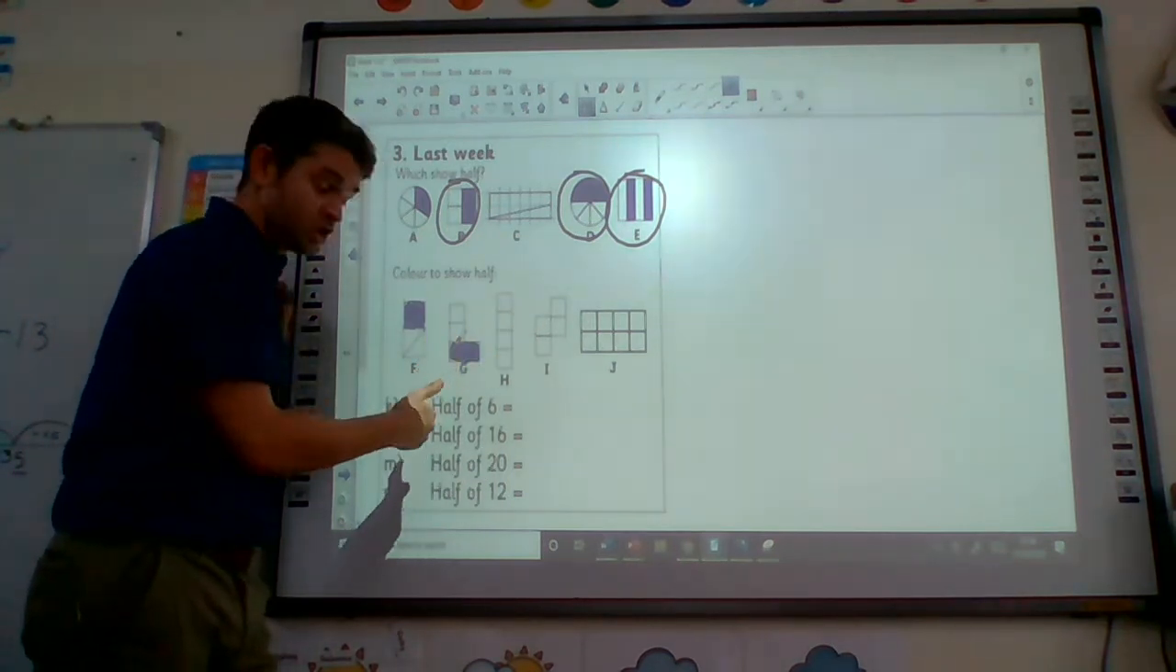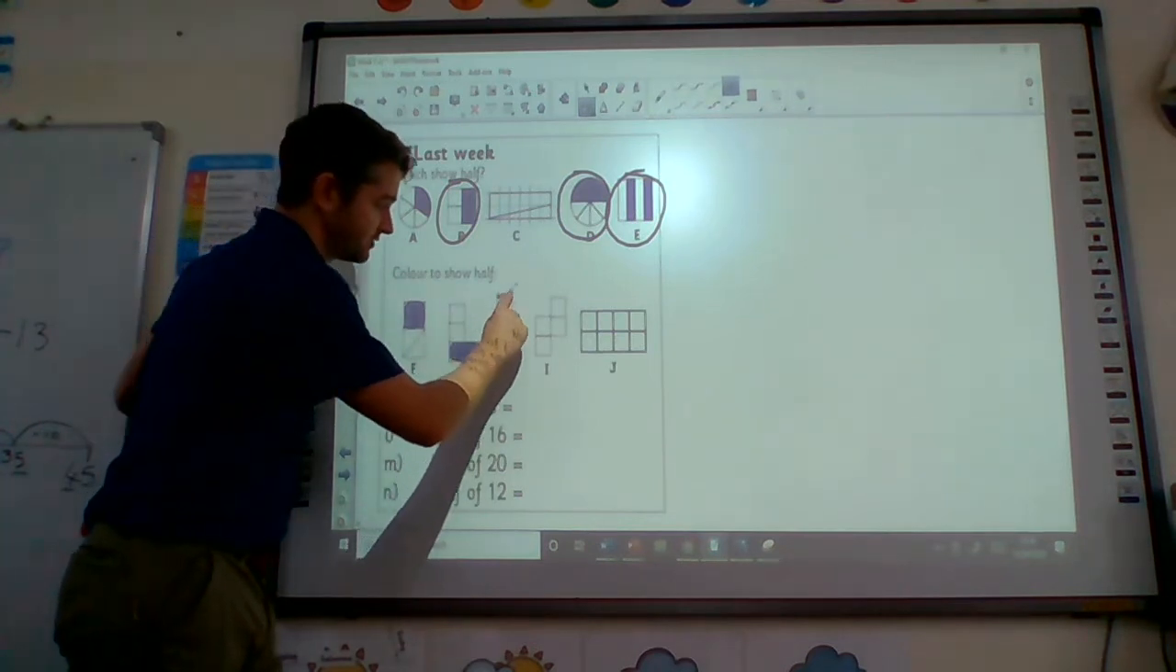H, same thing as G. As long as you've coloured in 2 squares, you've shown half. I'm going to do the top 2.